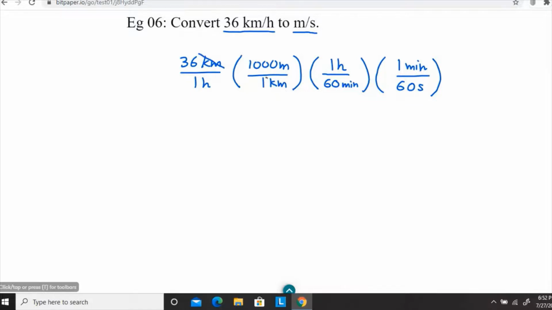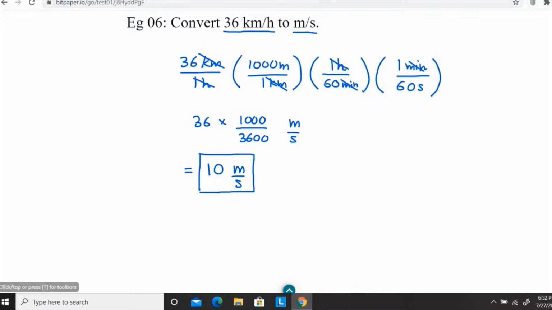So now we can cancel out the units just like algebraic terms. There's a kilometer here that cancels out with that kilometer. Then I have 1 hour and that cancels with this hour. And then minutes with minutes. And then I end up with meters over seconds. So I have 36 multiplied by 1000 divided by 3600 meters per second. So this you can see is simply 10 meters per second. So that's how you convert kilometers per hour into meters per second.